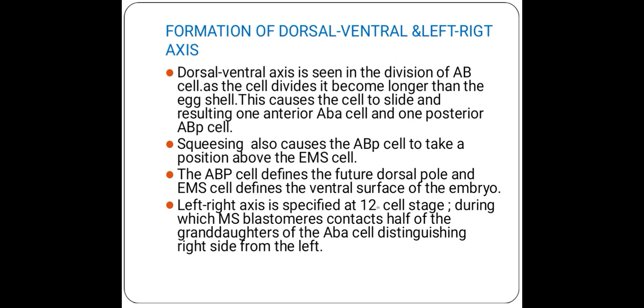Formation of dorsal ventral and left right axis. The dorsal ventral axis is seen in the division of the AB cell. As the cell divides, it becomes longer than the eggshell. This causes the cell to slide and results in an anterior ABa cell and a posterior ABp cell. Squeezing also causes the ABp cell to take a position above the EMS cell. The ABp cell defines the future dorsal pole and the EMS cell defines the ventral surface of the embryo. The left-right axis is specified at the 12 cell stage, during which MS blastomeres contact half of the granddaughters of the ABa cell, distinguishing right side from the left.